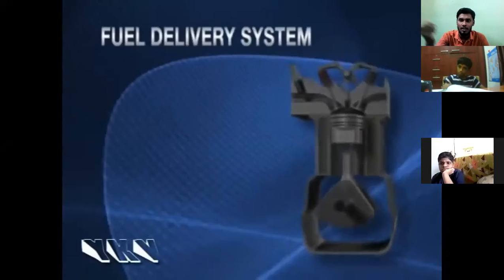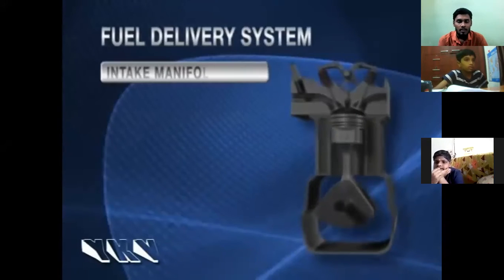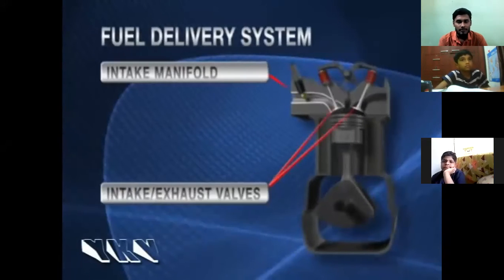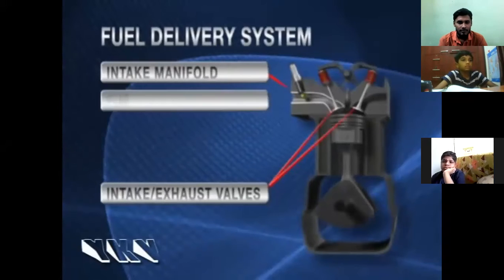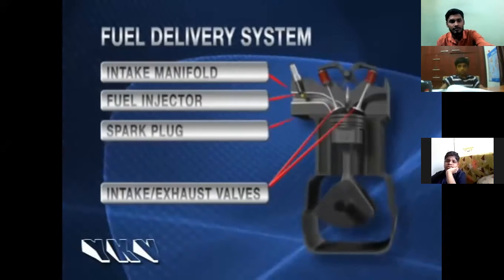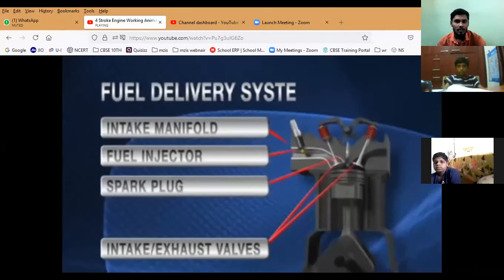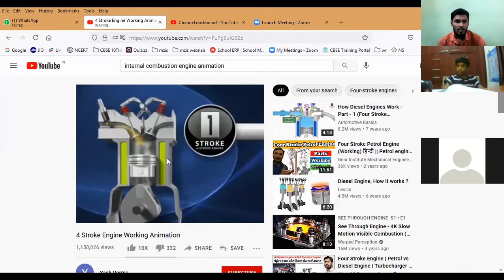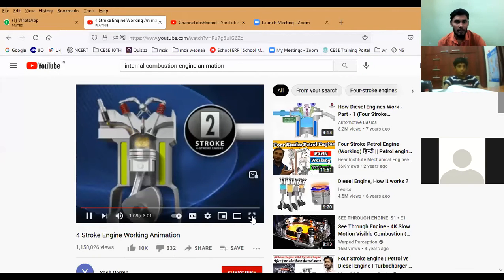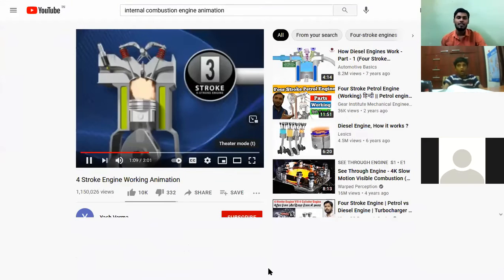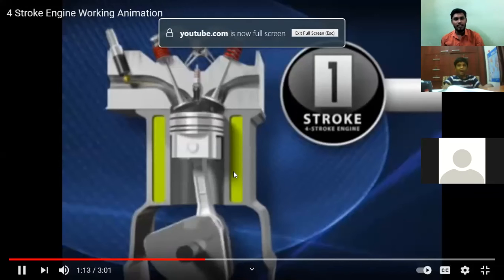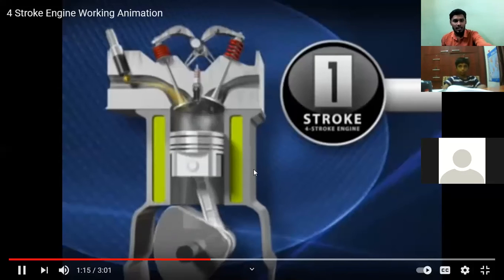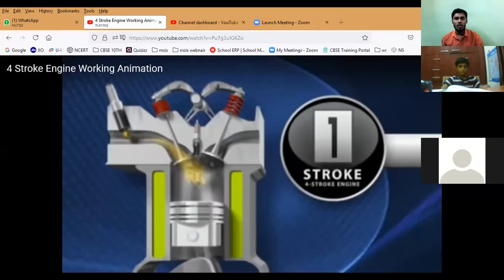The fuel delivery system consists of an air intake manifold, valves, intake and exhaust, a fuel injector, and a spark plug. A four-stroke engine is called a four-stroke because four up and down motions are needed to complete the cycle. In the first stroke, the piston travels downward as the intake valve opens and a mixture of air from the atmosphere and a metered amount of gas.